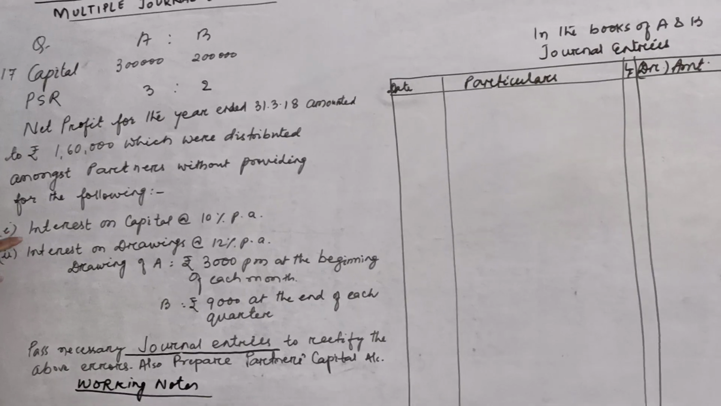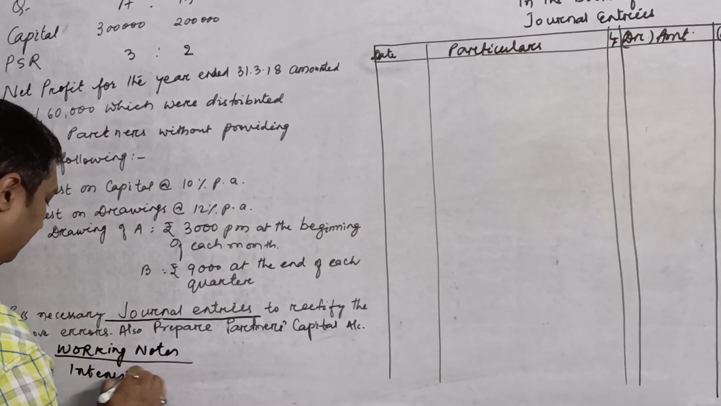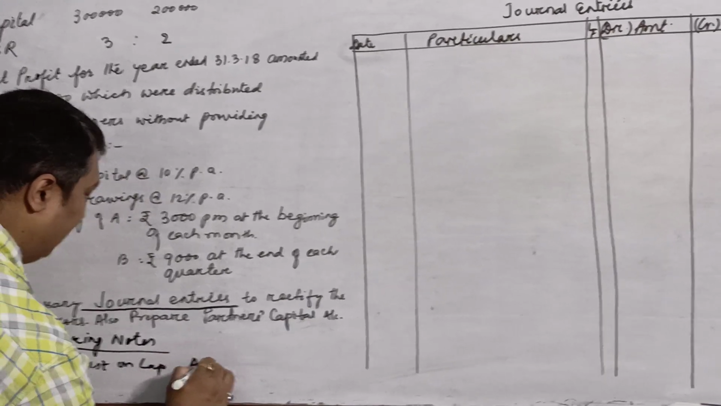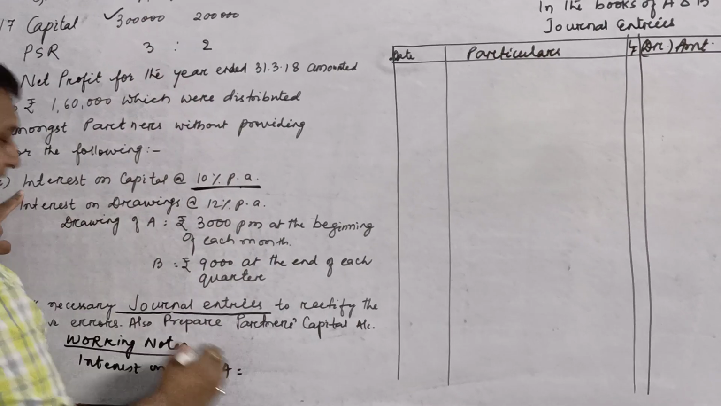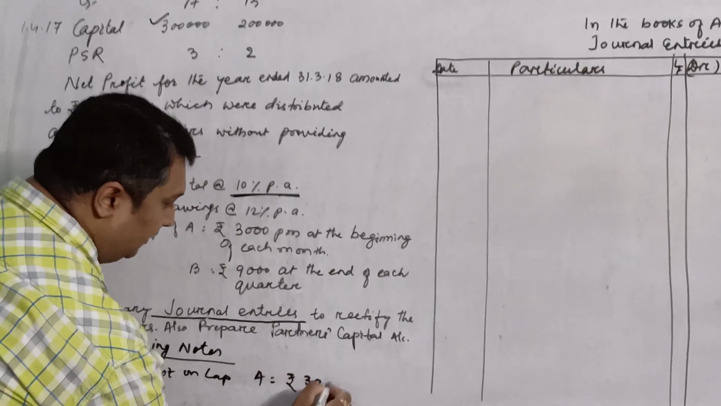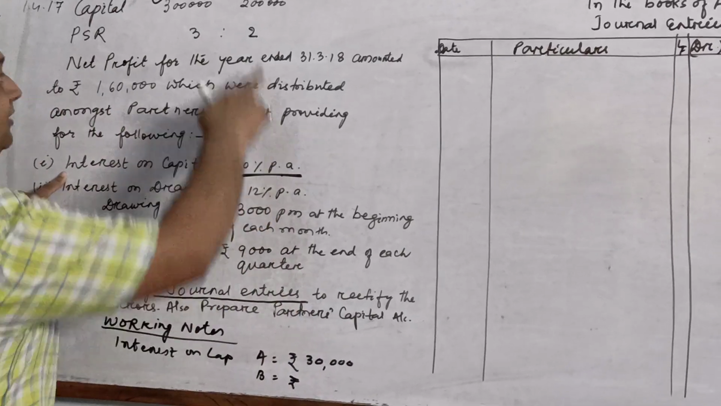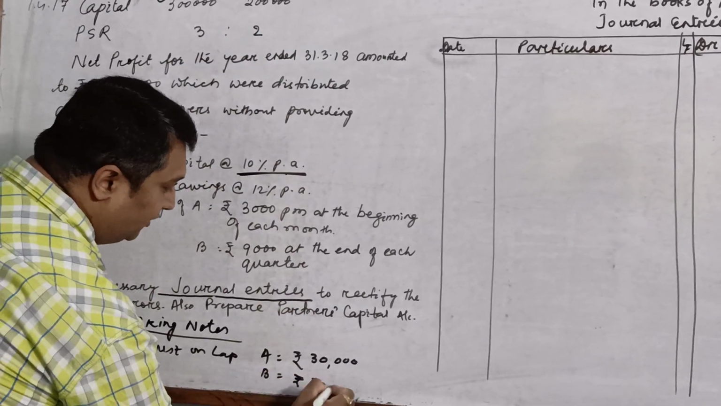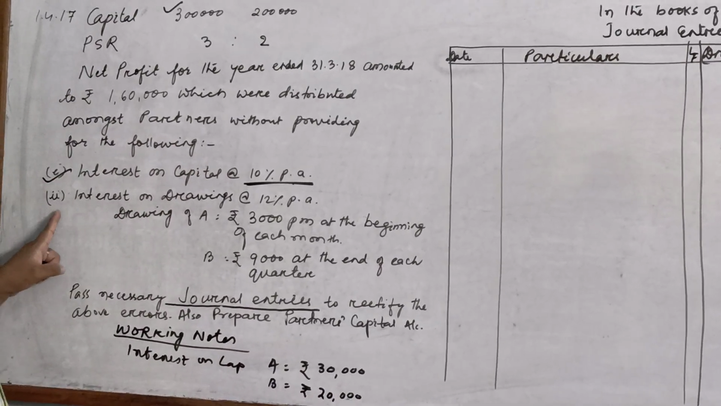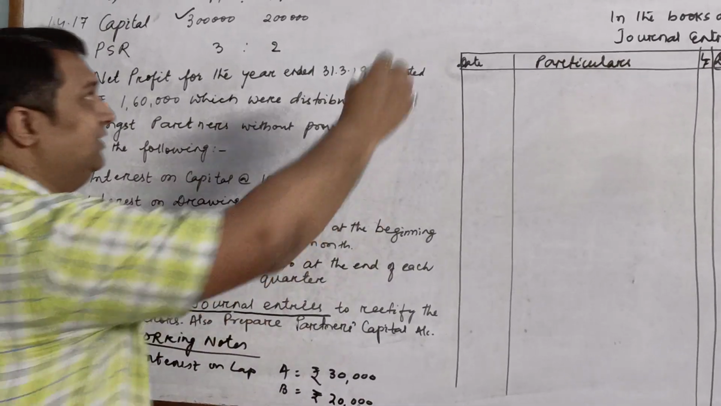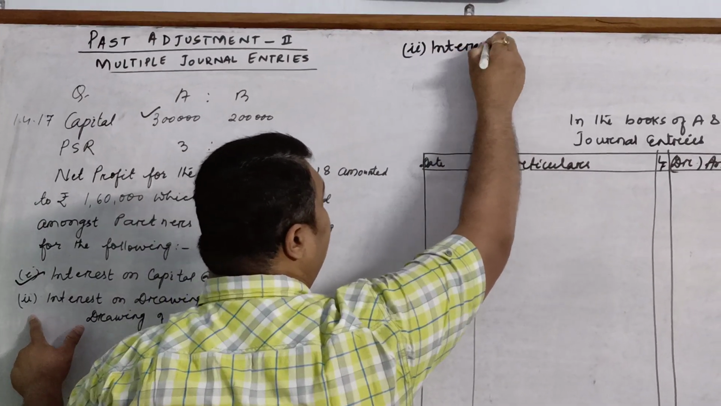The first error is interest on capital. Interest on capital for A will be 10% per annum of rupees 3 lakhs, so it will be rupees 30,000. And what about B? It will be 10% of 2 lakhs, which is rupees 20,000. So your first working is done. Now we have the second working for interest on drawings. Let us do the second working before we pass the journal entries.